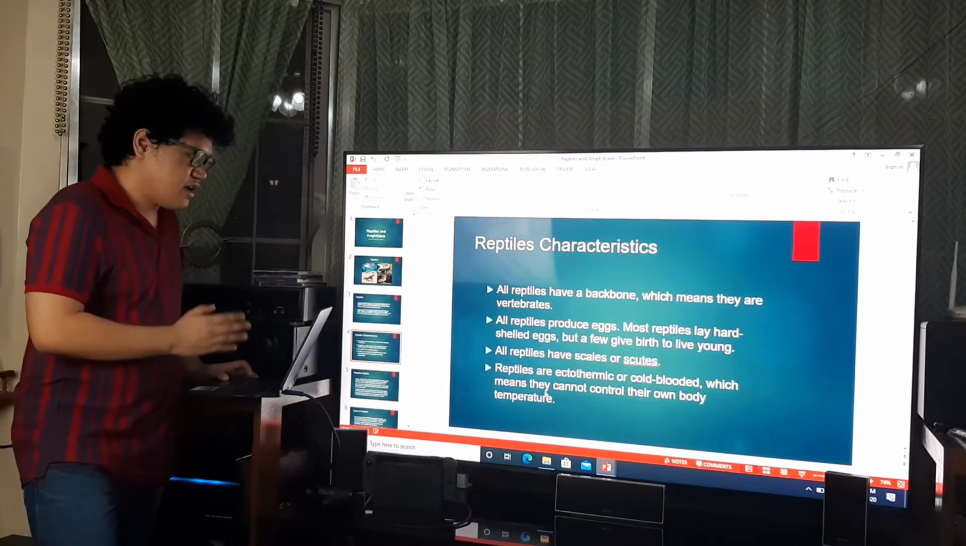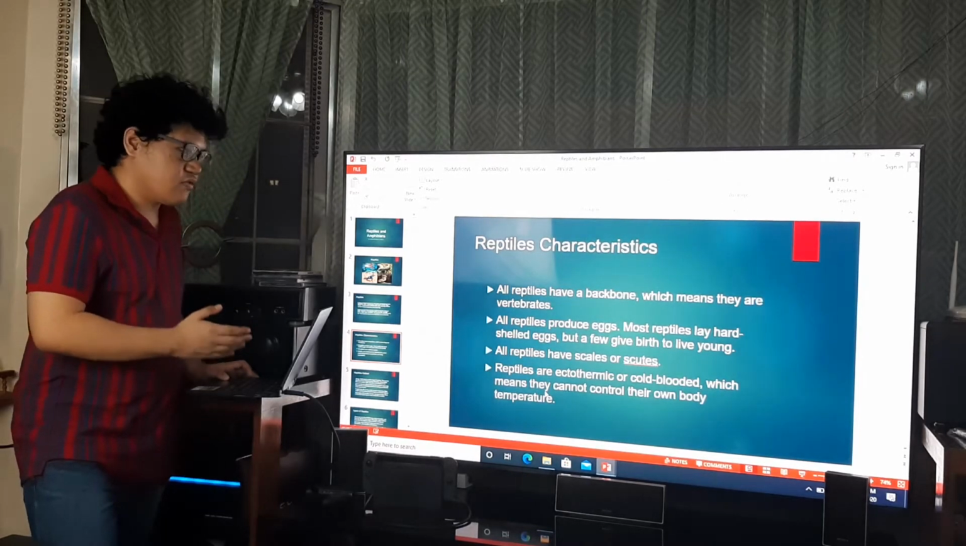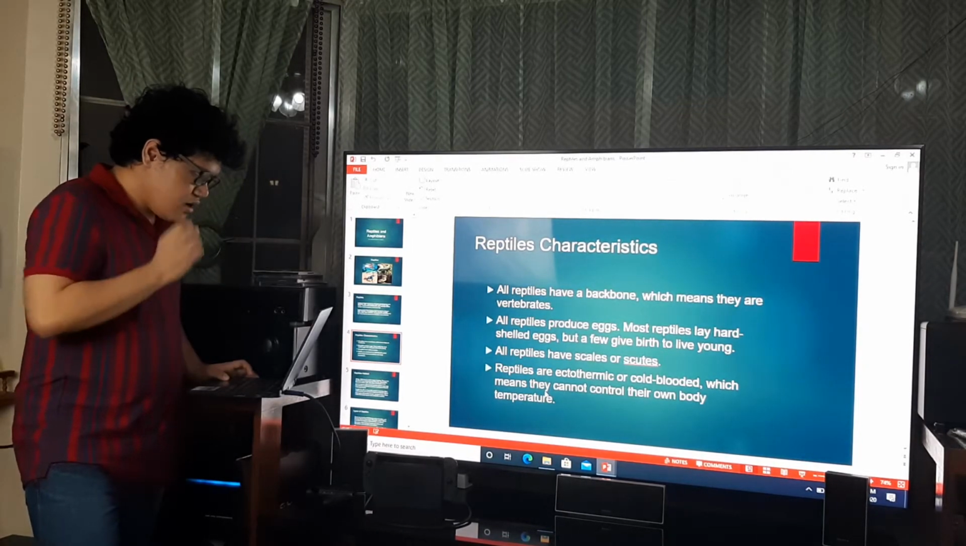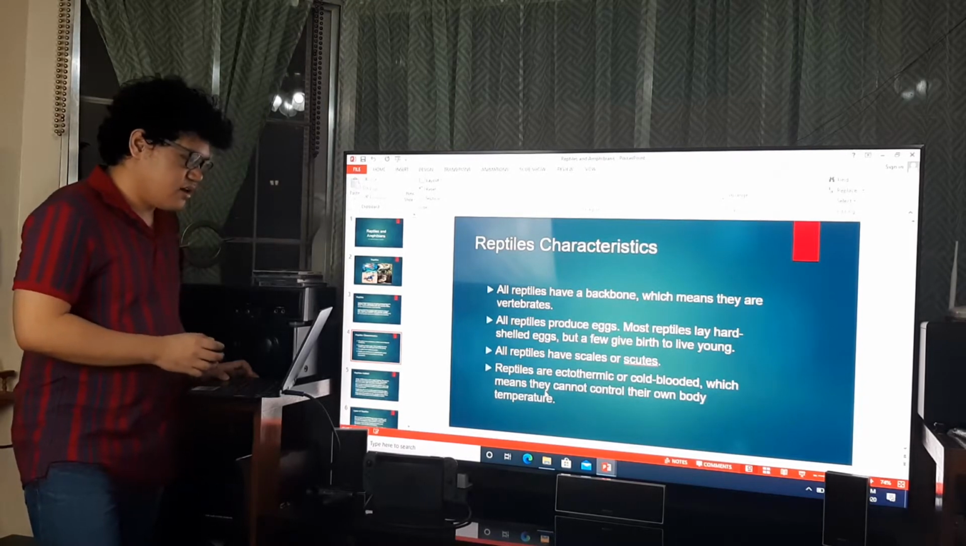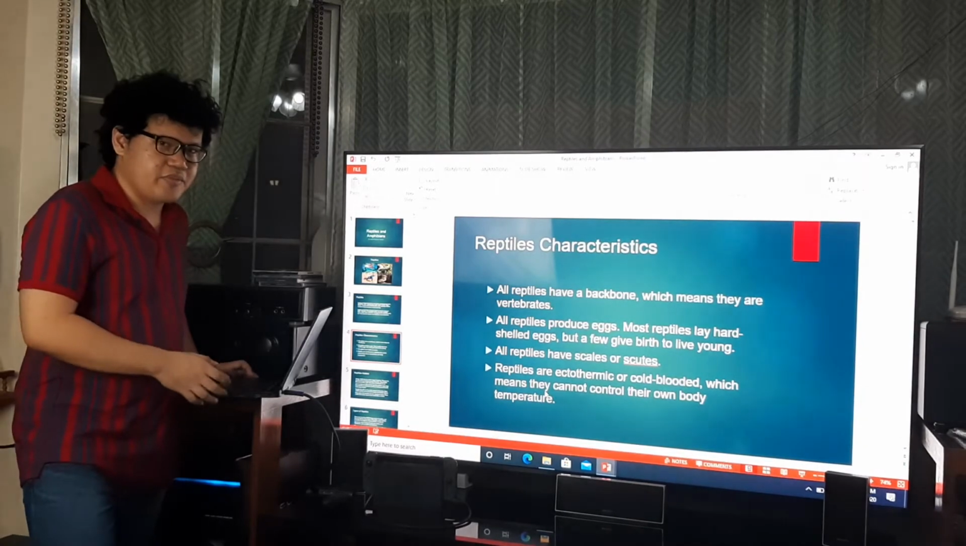All reptiles produce eggs. Most reptiles lay hard-shelled eggs, but a few give birth to live young. All reptiles have scales or scutes. Reptiles are ectothermic or cold-blooded, which means they cannot control their own body temperature.